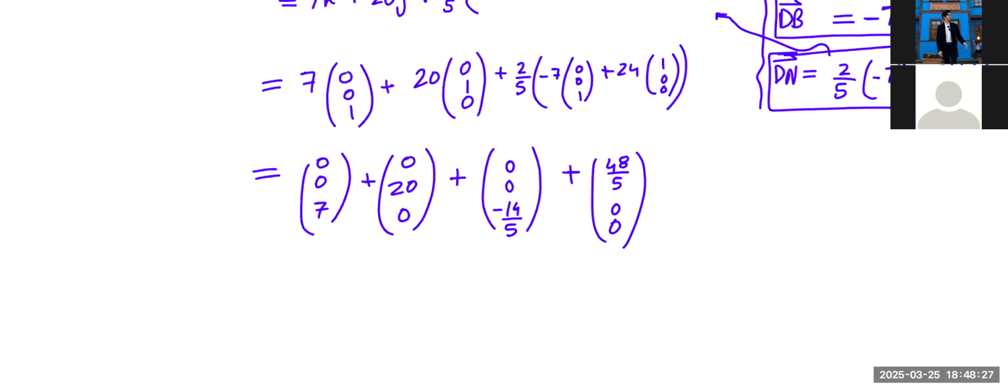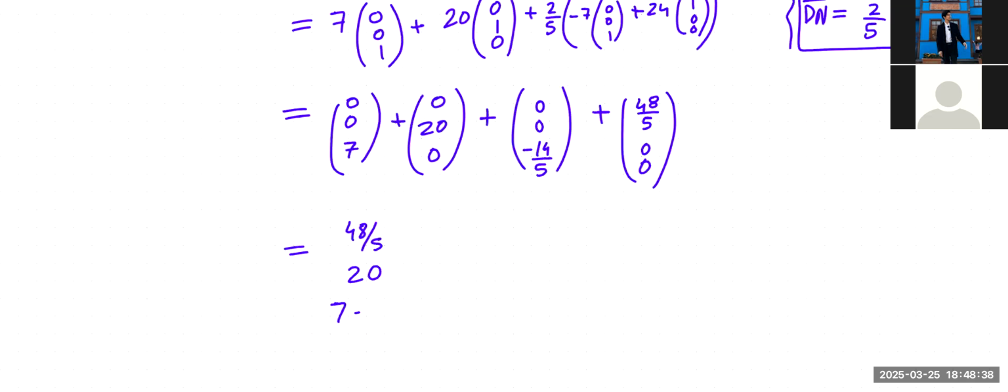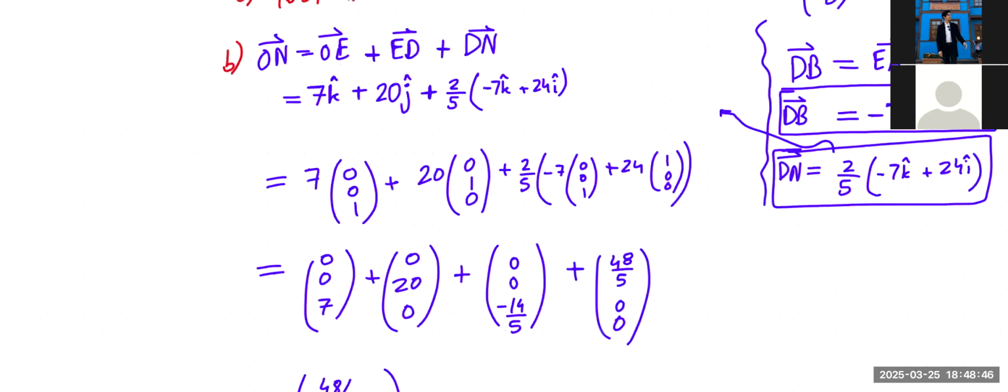Now you can add these together. The top is 48 over 5. The middle is 20. And the bottom is 7 minus 14 over 5, whatever that is. And that gives you D and oh no. What does that give you? ON. O N. Yeah.